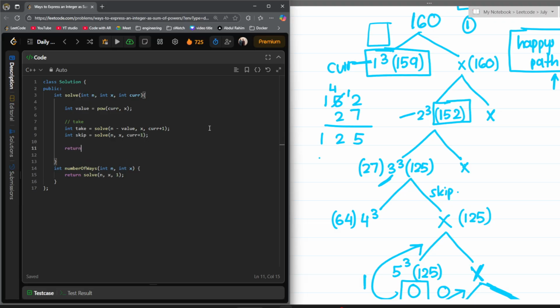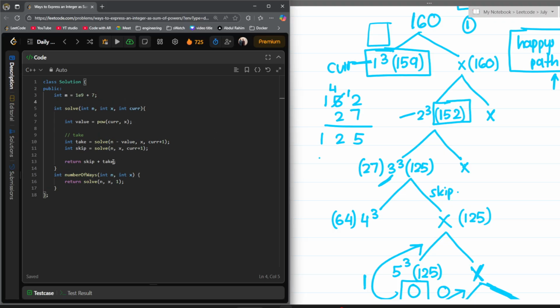And what you have to do is just return the number of happy paths which you get from skip and the number of happy paths which you get from take. Now they said that you have to return the modulo, right? Since the answer can be very large, you have to return it modulo 1e9 plus 7. So I'm going to take care of that as well. I'm going to say, okay, you don't have to return skip plus take, you have to return it modulo m.